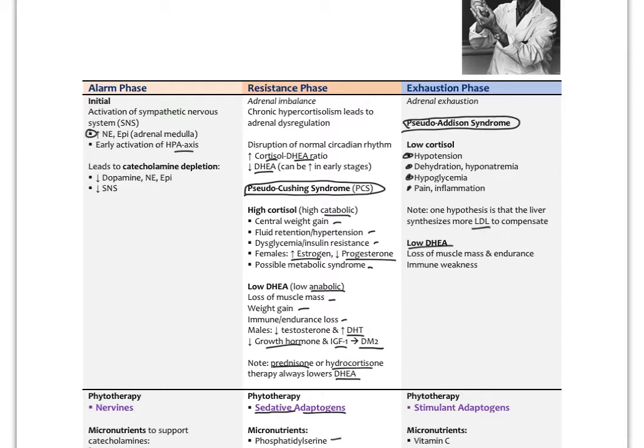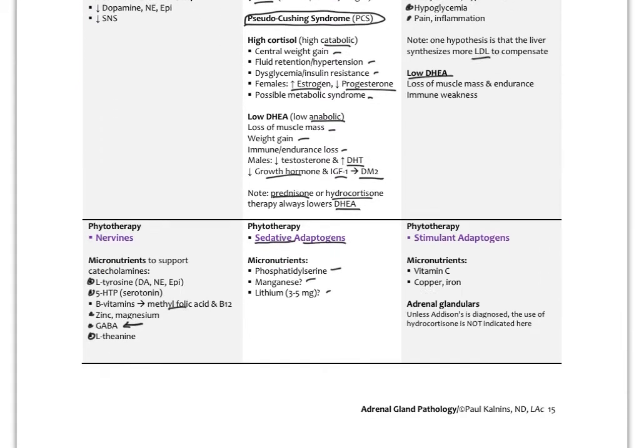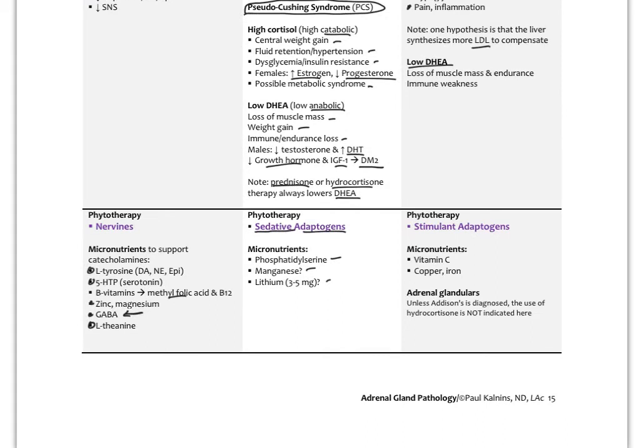And the treatment for this would be stimulant adaptogens. I should just say Selye never talked about these herbal therapies and whatnot. This is something that came later, but this is something I put together in relationship to his general adaptation syndrome. That's, I think, important to note there. And then different micronutrients: vitamin C, B5, B6. These are important B vitamins for the adrenals, and then copper and iron.